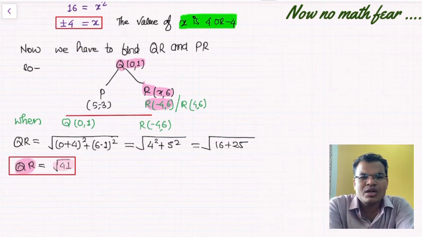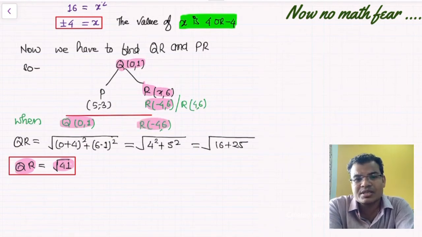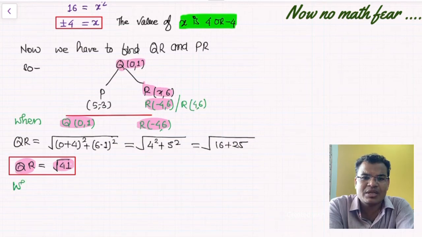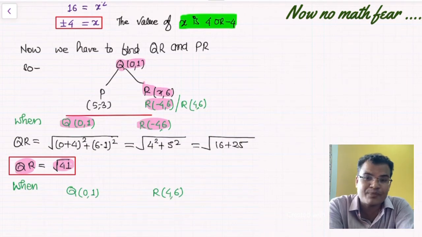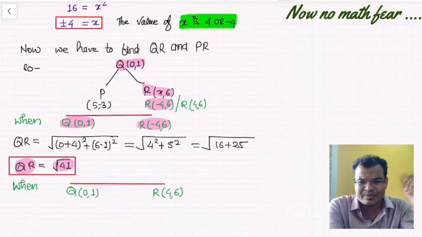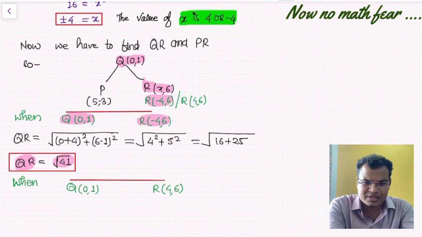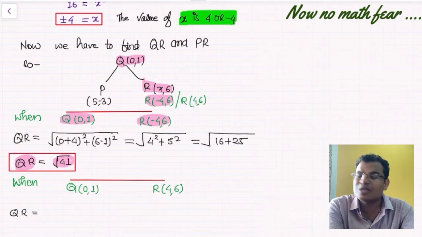Again we can take the value of QR when R is 4 comma 6. Here it was minus 4 comma 6. We can find QR with R as 4 comma 6 this time, because last time we did it with minus 4 comma 6. I think the value will be the same, because the distance between these two points is the same whether you put minus 4 comma 6 or 4 comma 6. Let's do it with 4 comma 6 also.